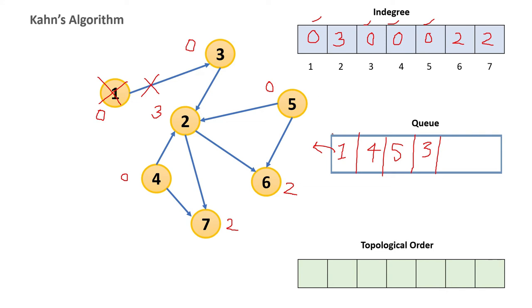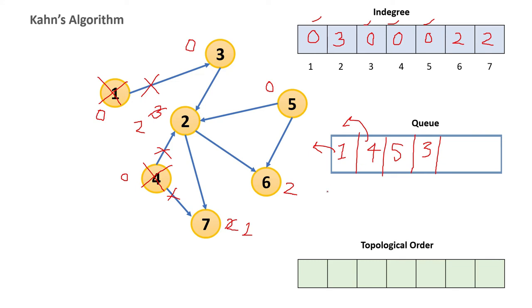Now we have to take out the next one from the queue, that is 4. If you take out 4, what are the neighbors of 4? That is 2 and 7. So their in-degree will be reduced by 1. So all these connections are cut. So 3 will now be 2 and this 2 will now be 1. Now nothing has become 0, so there are no new members to put inside the queue. So the next member of the queue is 5.